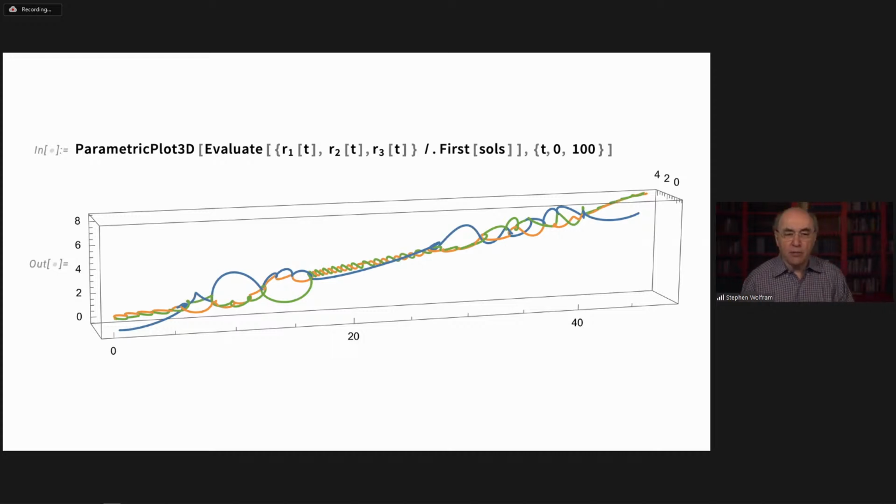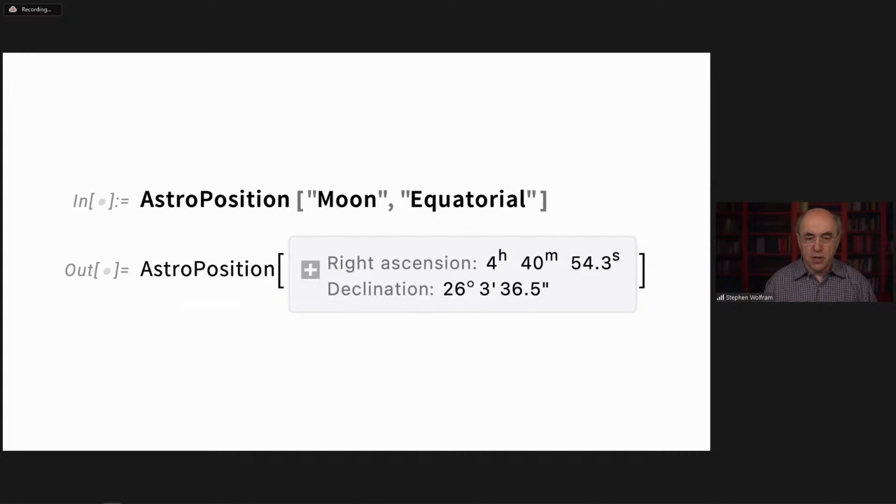In Wolfram language, it's all packaged up in the function AstroPosition, which gives the position of the moon, as an example. We just say AstroPosition of Moon, equatorial, and there's the AstroPosition with right ascension and declination. So this is the position of the moon in coordinates relative to the equator of the Earth right now, or at least when I typed this in.